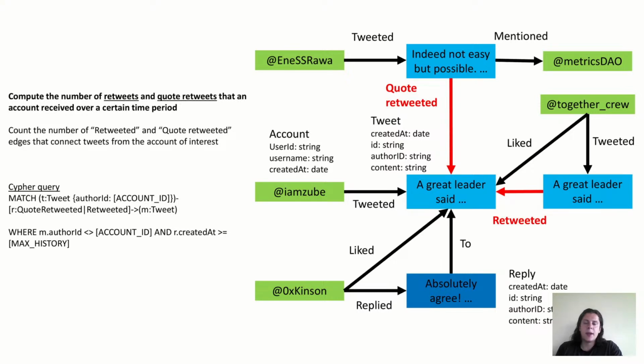And once we've applied all these filters, we can just count the number of connections, and then we got the total number of retweets and quote retweets. And so this is just one example of how you could use such a Neo4j database with relational data. And this is a very straightforward example, like for this case. But you can take this a lot further.